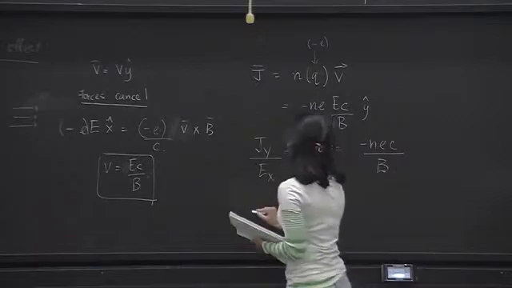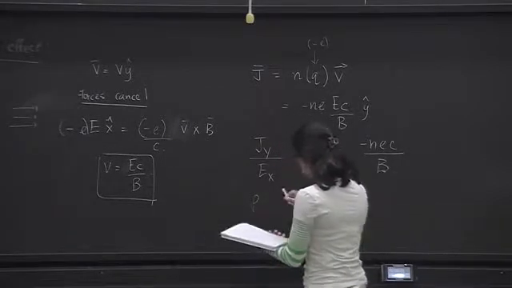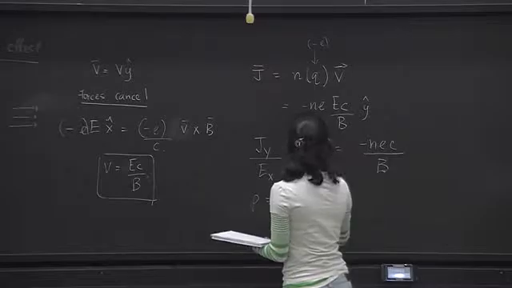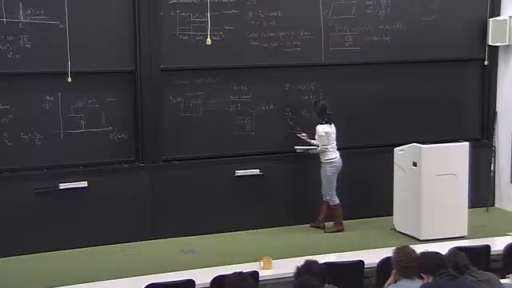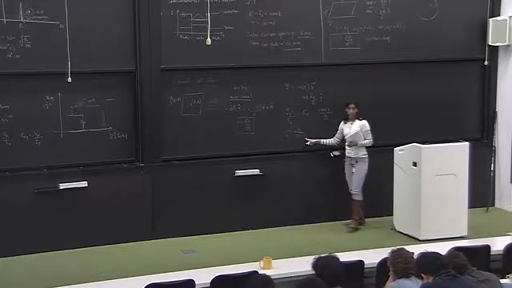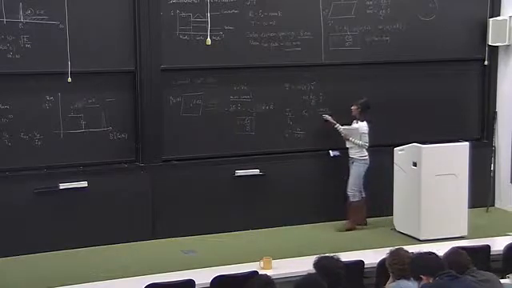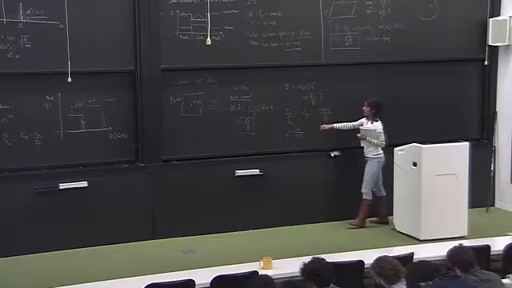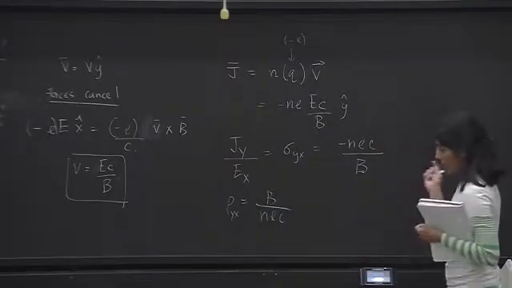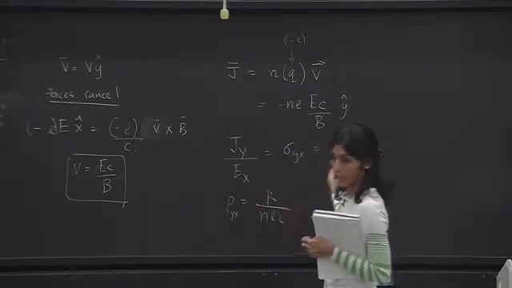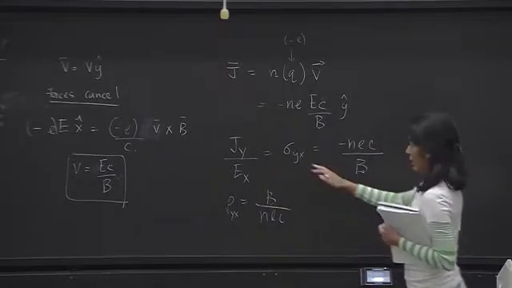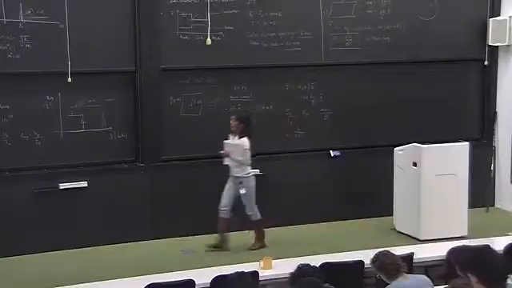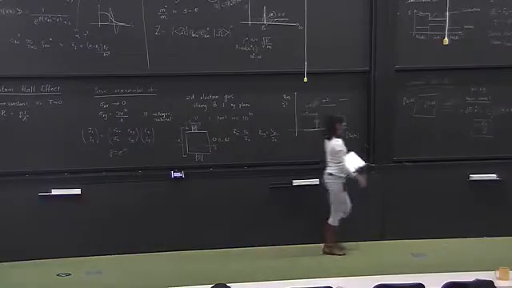Consequently, the resistivity ends up being B over nec. It's the inverse of that. And the signs will make sense. Yeah, we'll come back to the signs in a bit. But basically, if you think about the matrix that I introduced before, the sigma matrix, then the resistivity matrix rho is defined as the sigma matrix inverse. And so once you plug that in correctly, the signs come out.